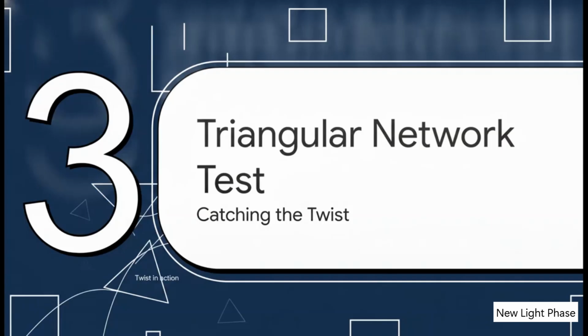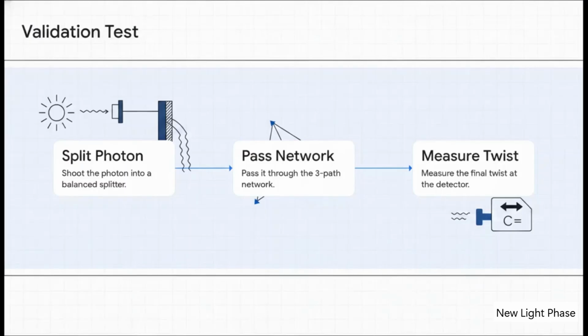That brings us to part 3, testing the triangular network, catching the twist. Ideas are great, but in science, we actually have to test them out. To validate this hypothesis, the author outlines a very specific trap, an interferometer, which is essentially just a highly precise light-splitting device. And it works in 3 logical steps.